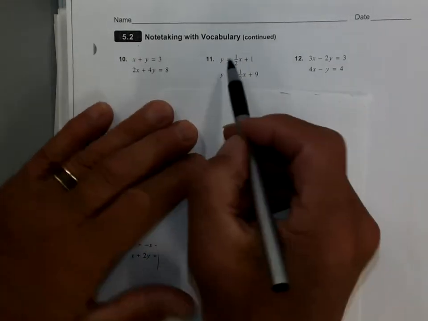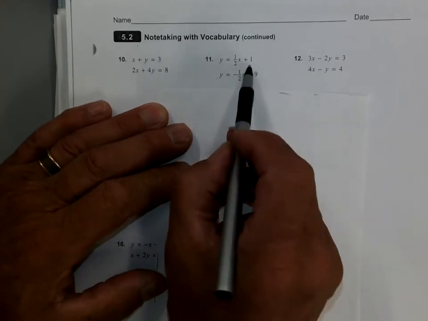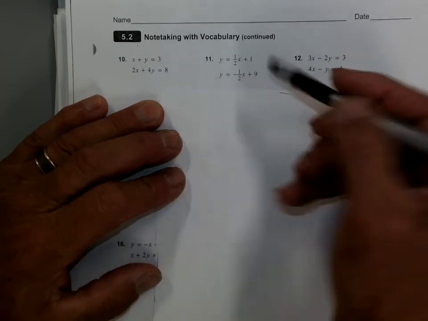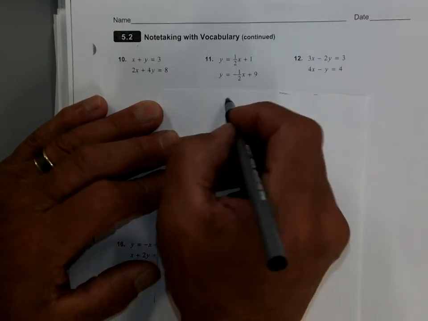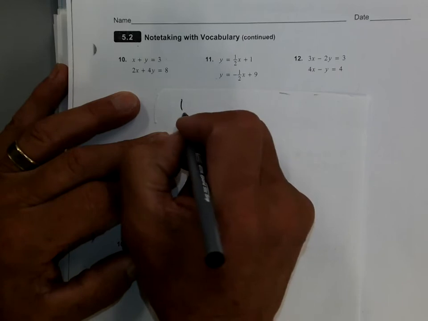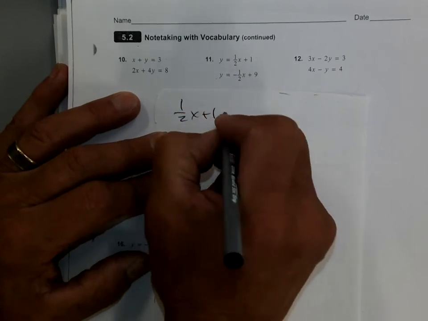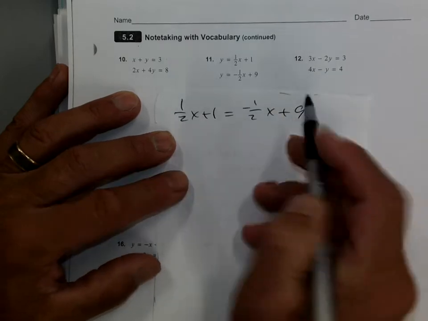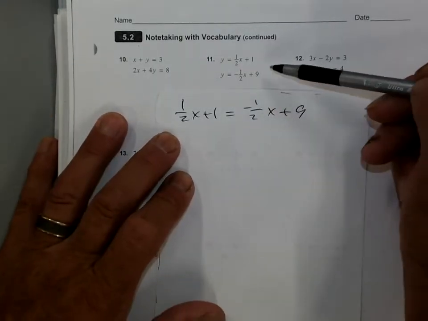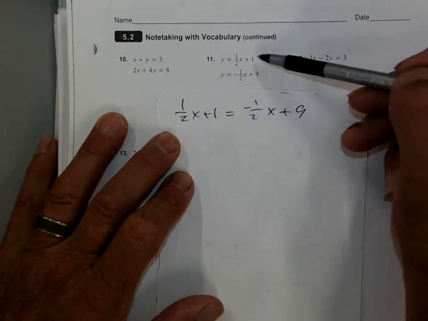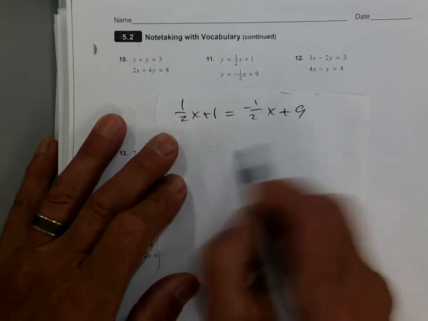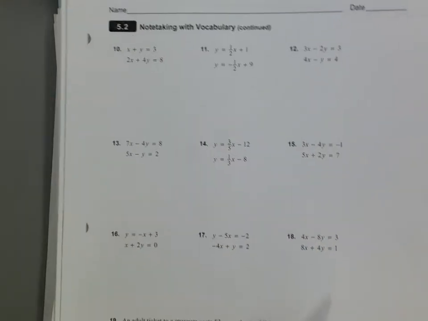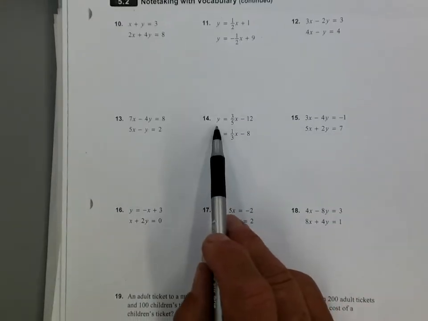On 11, since they both equal y: y equals 1/2 x plus 1, y equals -1/2 x plus 9. Since this equals y and this equals y, then they equal each other. So on 11, I would simply start off with 1/2 x plus 1 equals -1/2 x plus 9. Think about this: the first equation equals y, the second equation equals y, they both equal y, therefore they equal each other. And I would just solve from there. Get x and then substitute back for y. Same thing on 14, I'd set them equal.